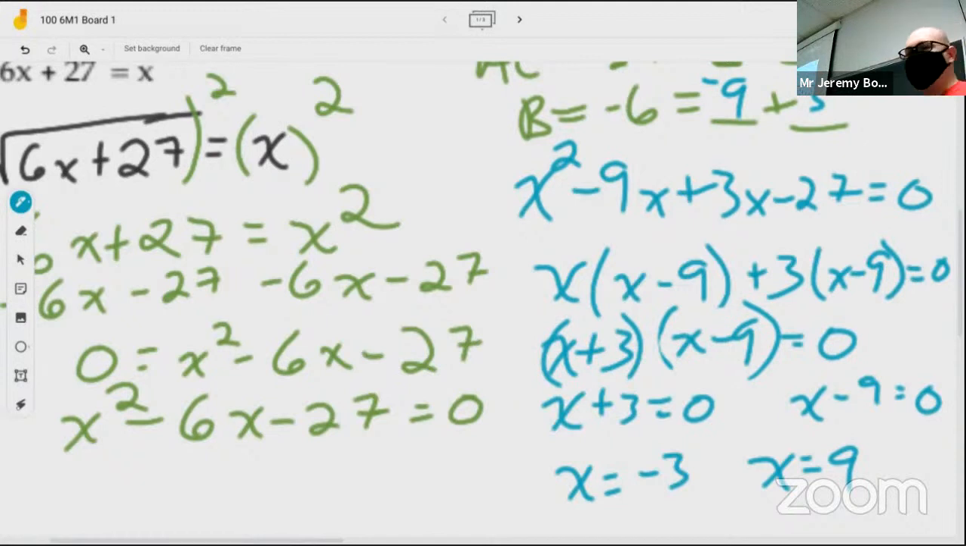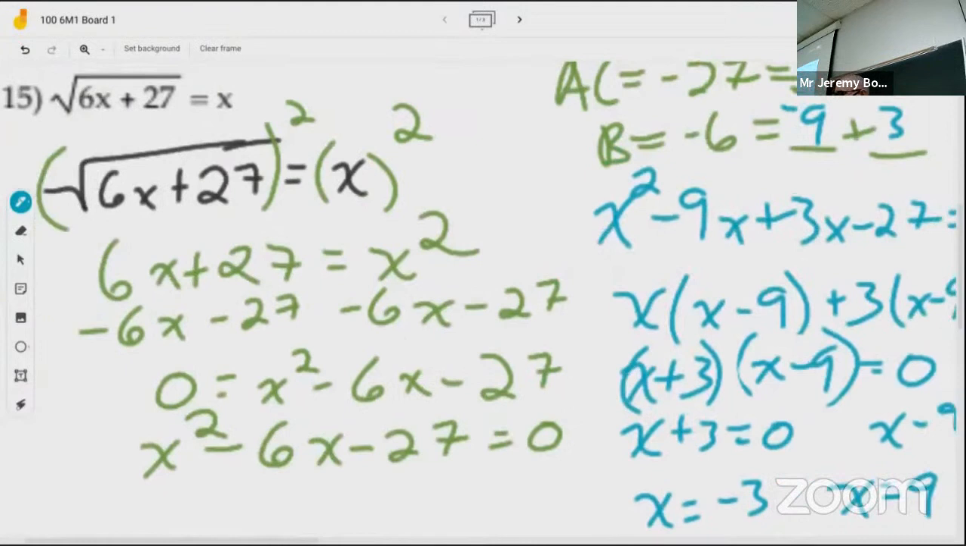No? So one of the things is we want to check these answers, right? And so we plug in a negative 3 there. That's going to be 6 times negative 3 is negative 18. Negative 18 plus 27 is 9. The square root of 9. Does that equal negative 3? No. So that negative 3, that's an extraneous solution.